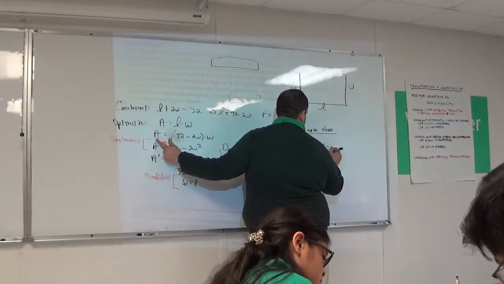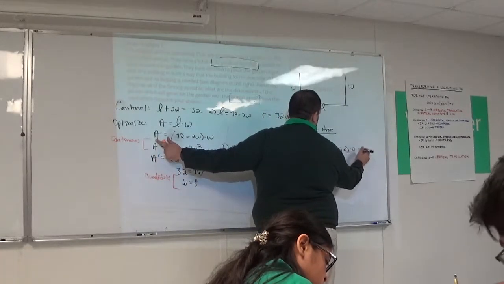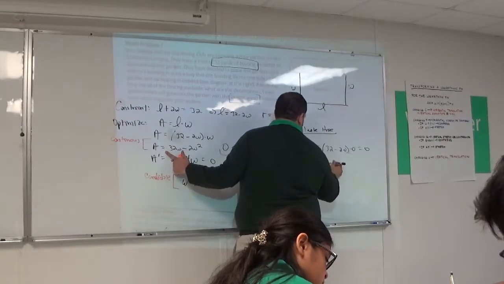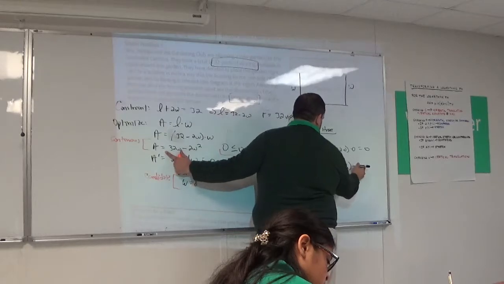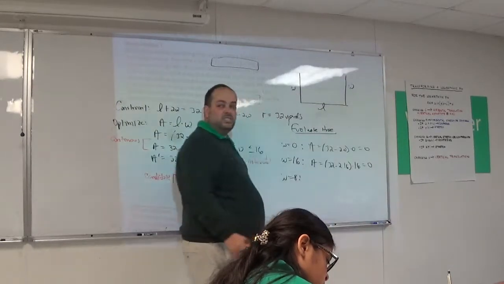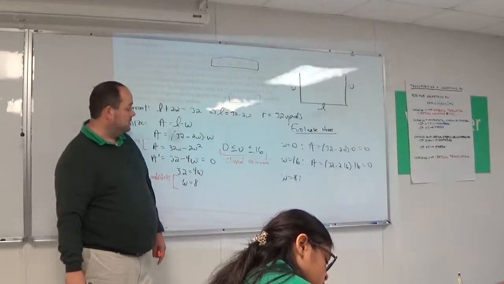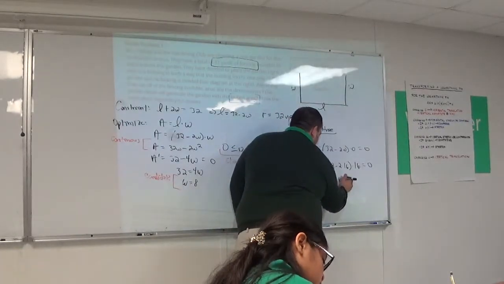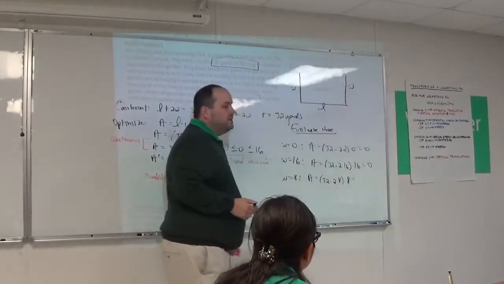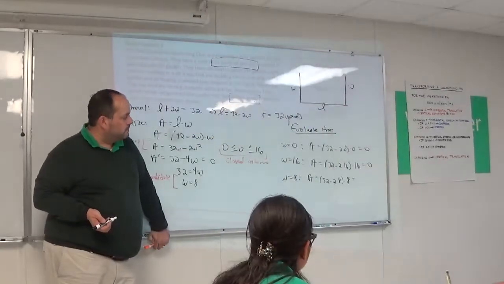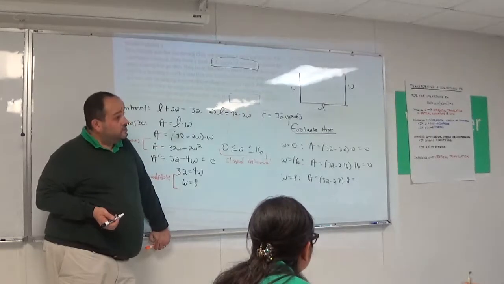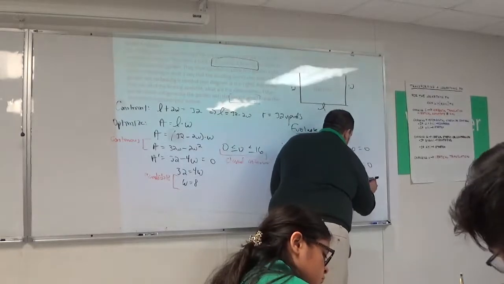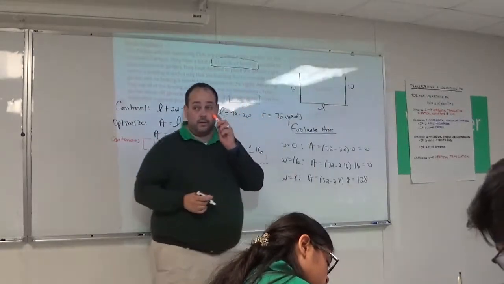Area is 32 minus 2 times 0 times 0. 0, not a surprise. Area is 32 minus 2 times 16 times 16. 0, not a surprise. Last one. Area is 32 minus 2 times 8 times 8. Okay, some math required here. 2 times 8 is 16. 32 minus 16 is 16, times 8. 128.